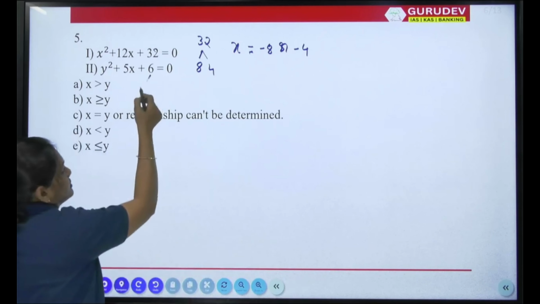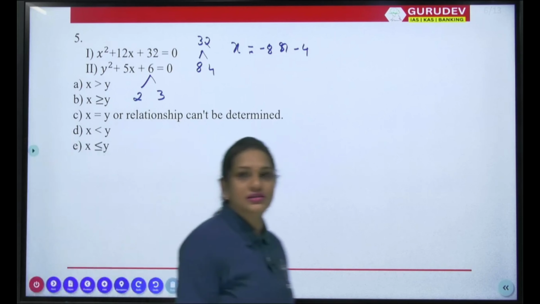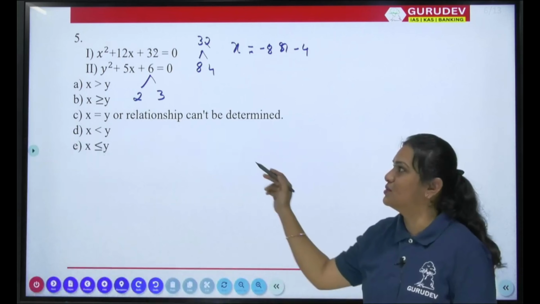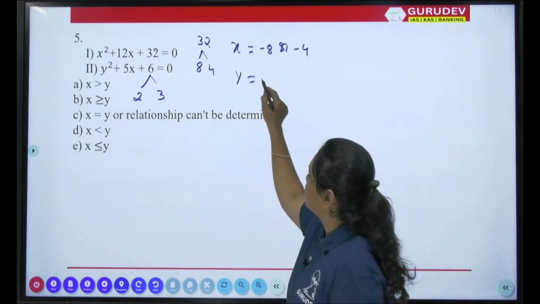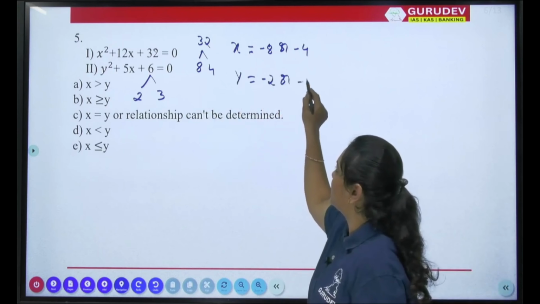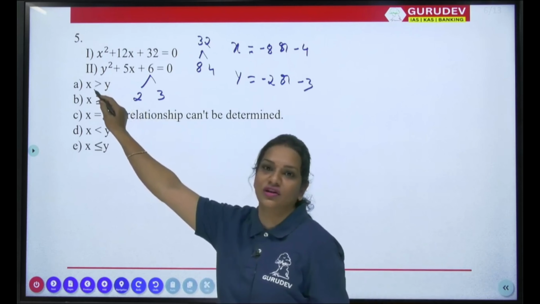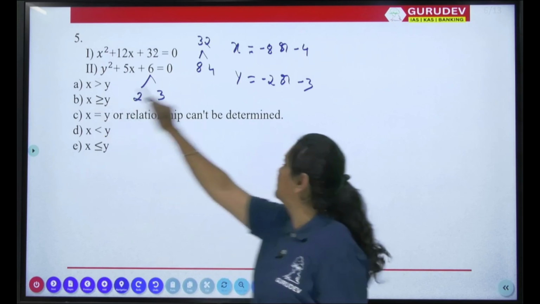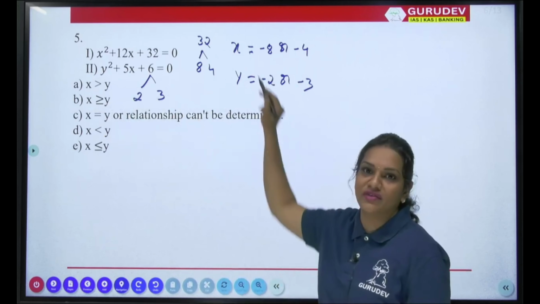Next, can anyone guess the roots of the second equation? See here it is 6. 2 threes are 6. Then 2 plus 3 will be how much? It is 5. So the roots of y will be minus 2 or minus 3. See, no need of dividing anything because the coefficient of y square is not given. Finally the roots of x and y are these.